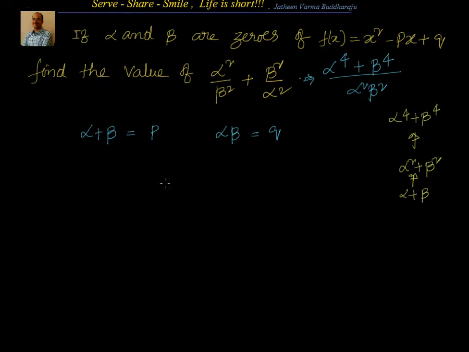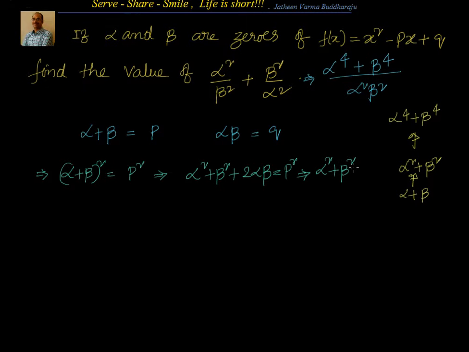We know alpha plus beta equals p. If we square it on both sides, we'll have alpha plus beta whole square equals p square, that's nothing but alpha square plus beta square plus 2 alpha beta equals p square. Or can I say alpha square plus beta square equals p square minus 2 alpha beta, that's equal to p square minus 2q.